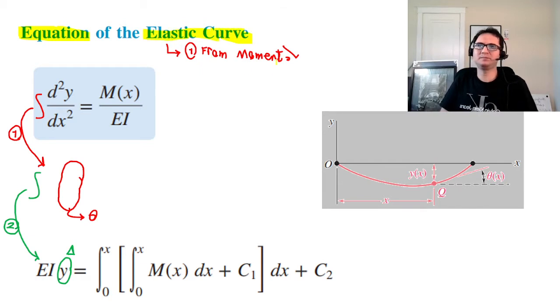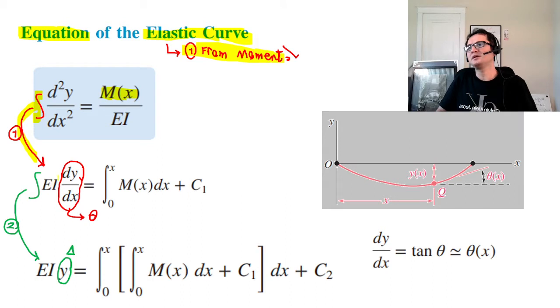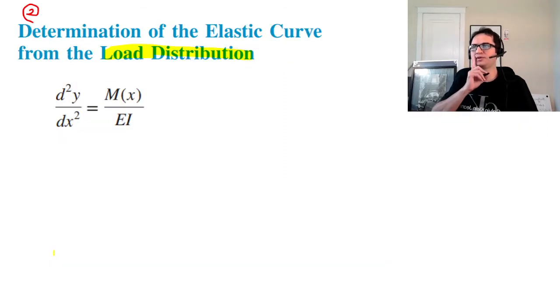For example, in method 1, from the moment, if you integrate d²y/dx², which is the moment equation over EI, the first time it gives you EI dy/dx, which is theta itself. And by the second integration of that, you can easily reach the delta equation.